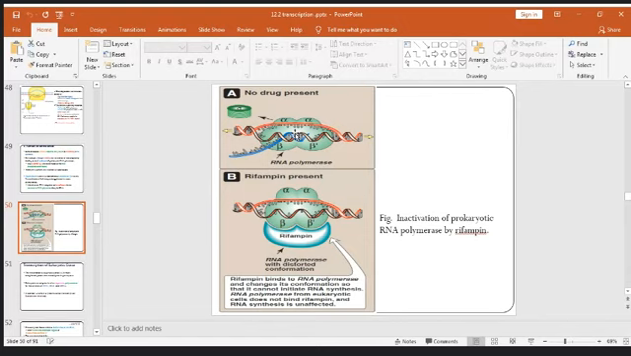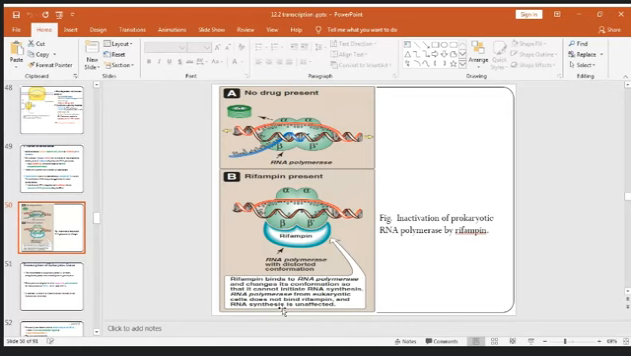The elongation process will take place. However, when rifampin is bound with the RNA polymerase, the RNA polymerase will not undergo further movement. So we can say that rifampin binds to RNA polymerase and changes its conformation so that it cannot initiate RNA synthesis or undergo movement for further synthesis. The RNA polymerase from eukaryotic cells does not bind rifampin.